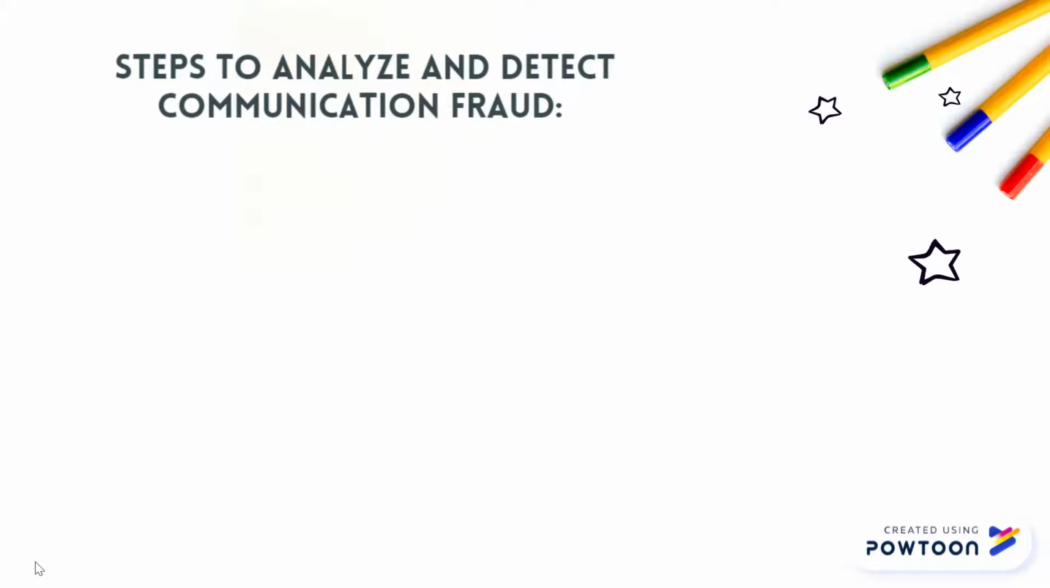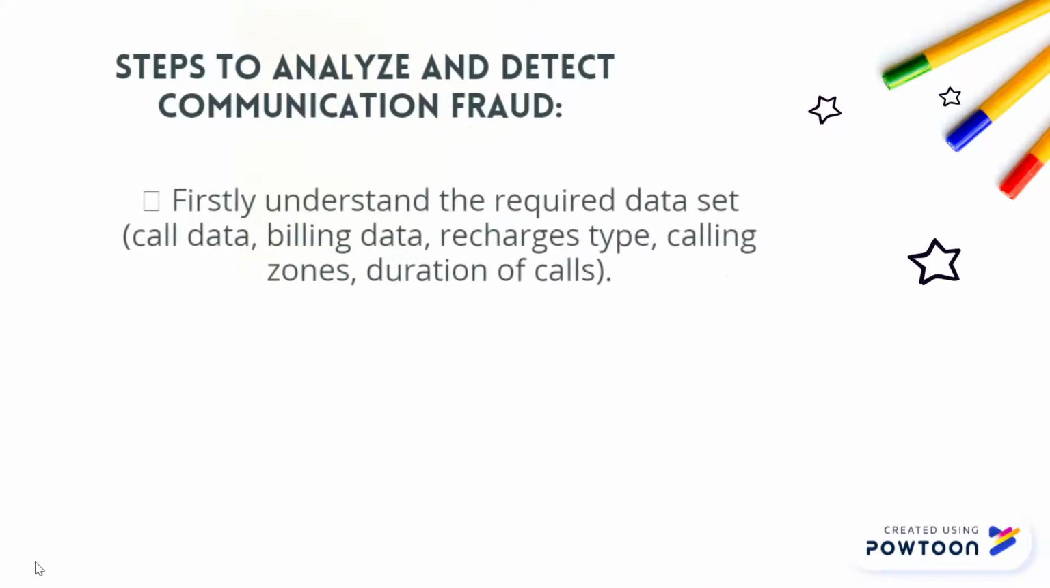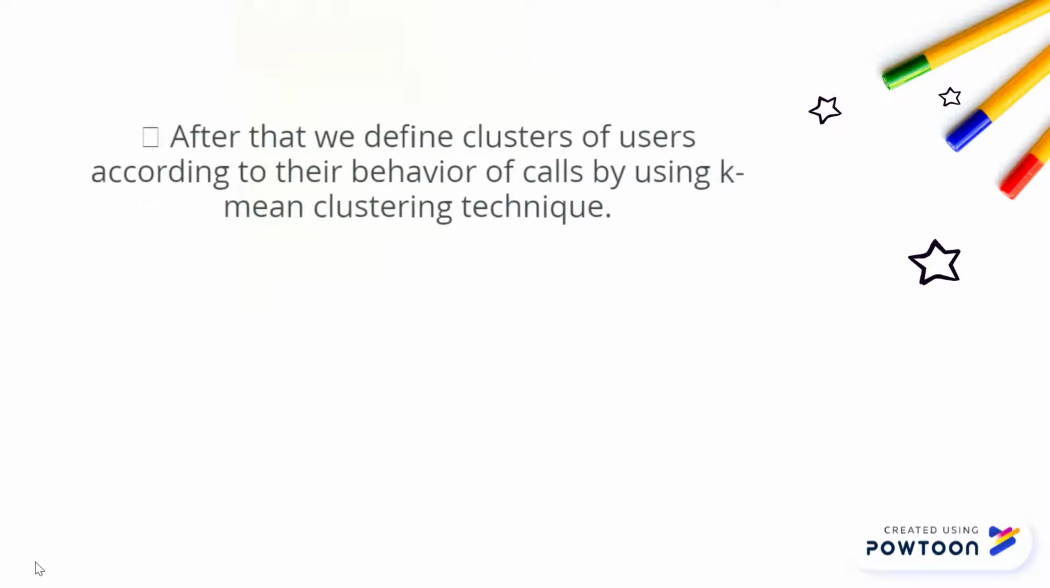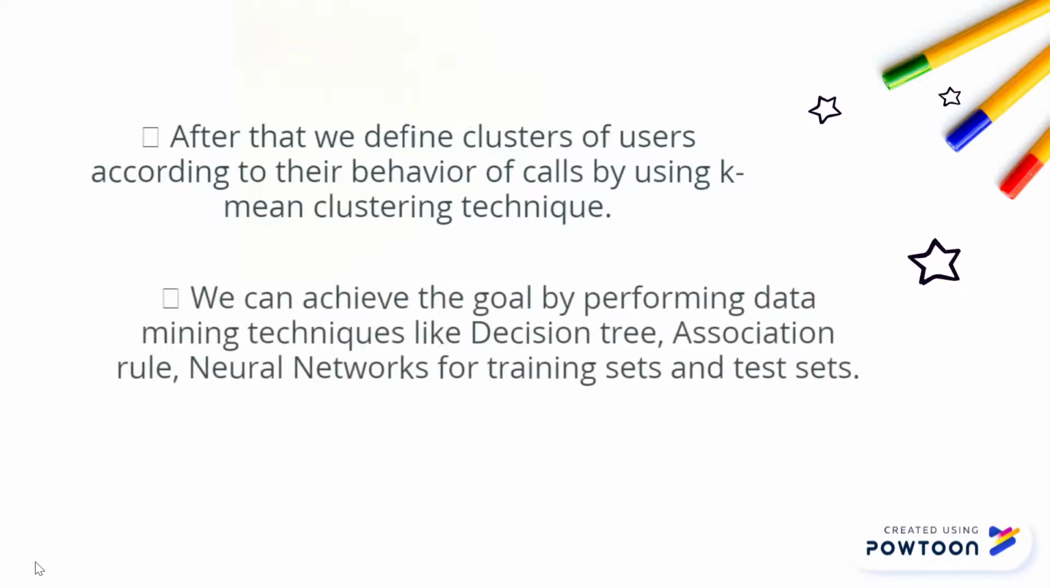Steps to analyze and detect communication fraud. Firstly, understand the required data set. Then we need to establish relations among datasets to know the behavior of mobile users. After that, we define clusters of users according to their behavior, of course by using the k-means clustering technique. We can achieve the goal by performing data mining techniques like decision tree, association rule, and neural networks.